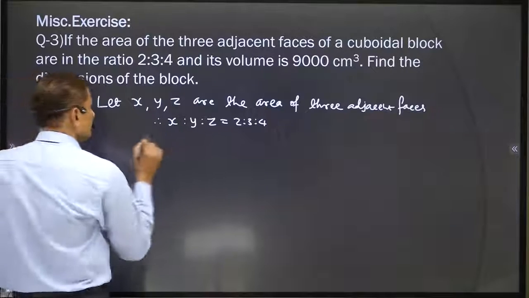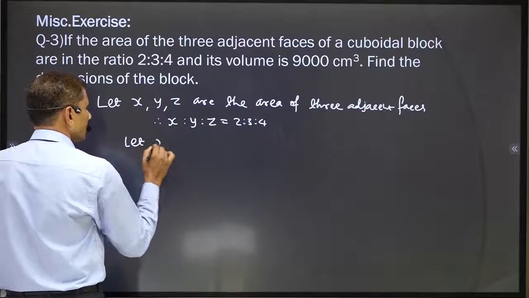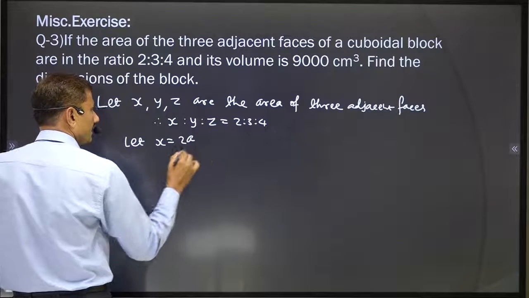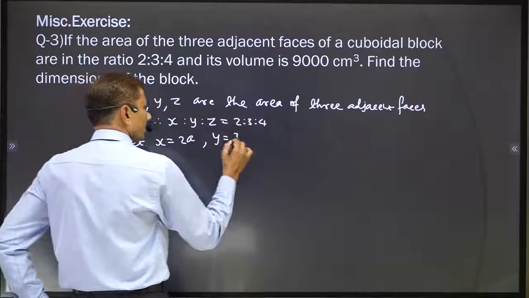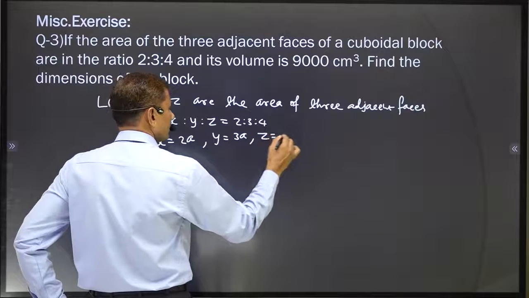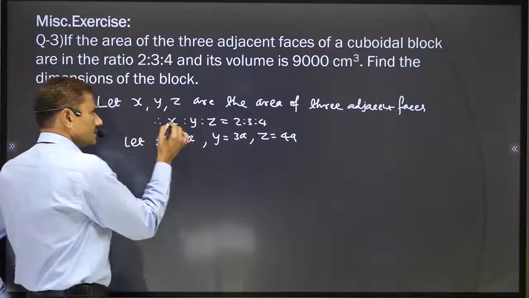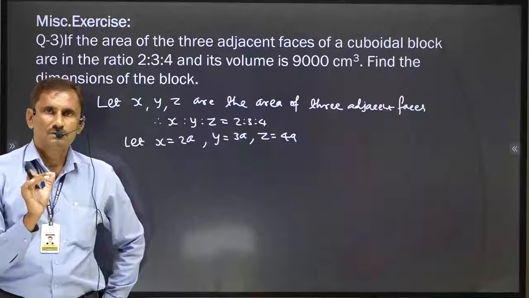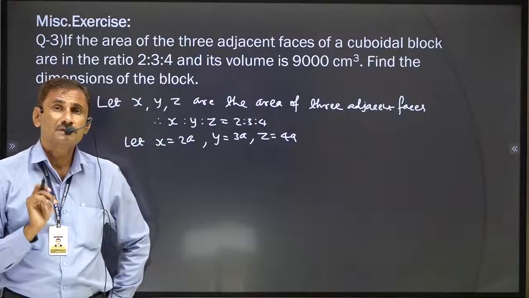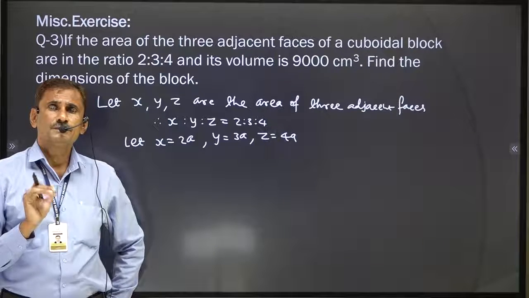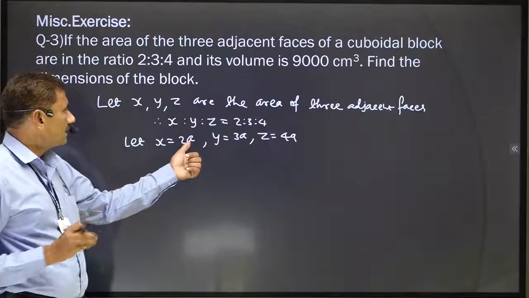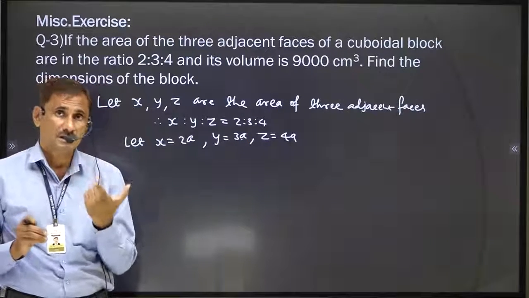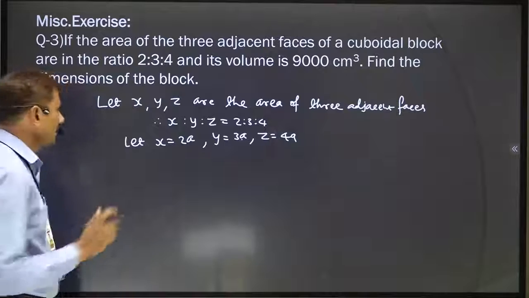Okay. So now we can suppose again. So let x equal to 2a, y equal to 3a and z equal to 4a. I am applying a here because x is already supposed for something else. So you know, whenever they give us a ratio, at that time we suppose the required measurements by applying a common letter. That letter is nothing but the HCF, highest common factor, of all three.